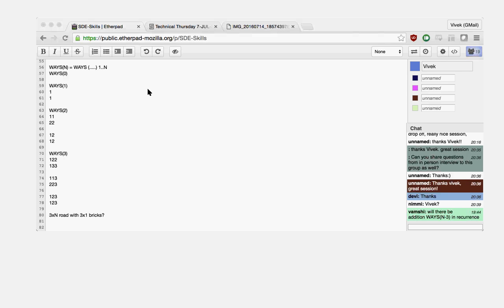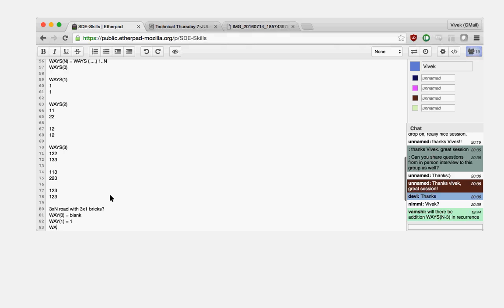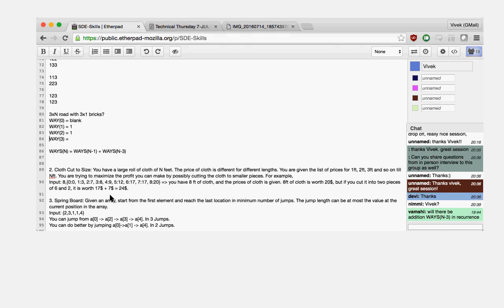Okay, I'm just thinking out loud. Way of 0 is blank. Way of 1 is there's just one way. Way of 2 is just one way, because you can only put them vertically. Way of 3, there's 2 ways. Is that not 3 ways for way of 3? Way of 2 is just one way. So way of 3 is how many ways? I'm only seeing 2 right now. Yeah, I'm only seeing 2 too.